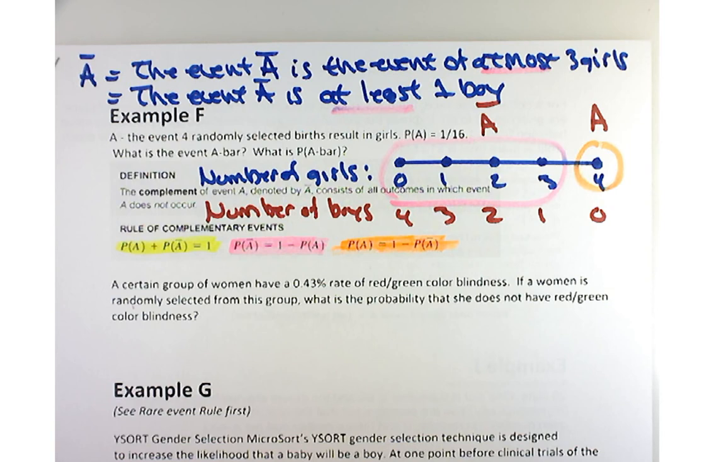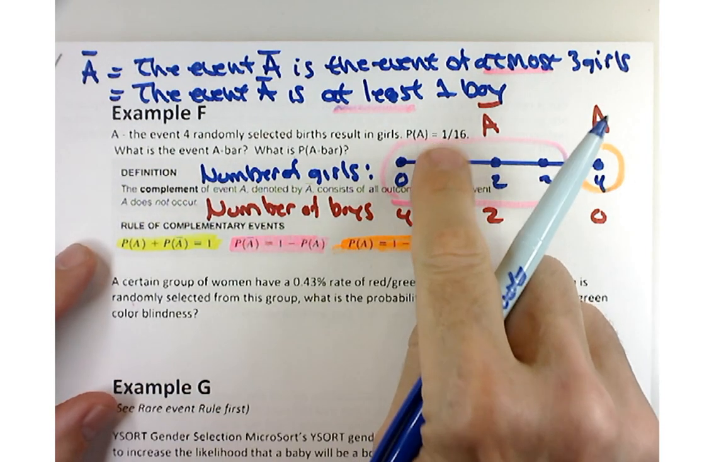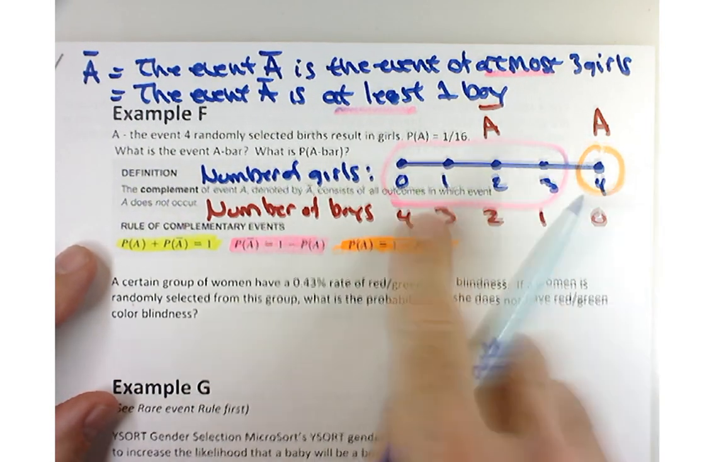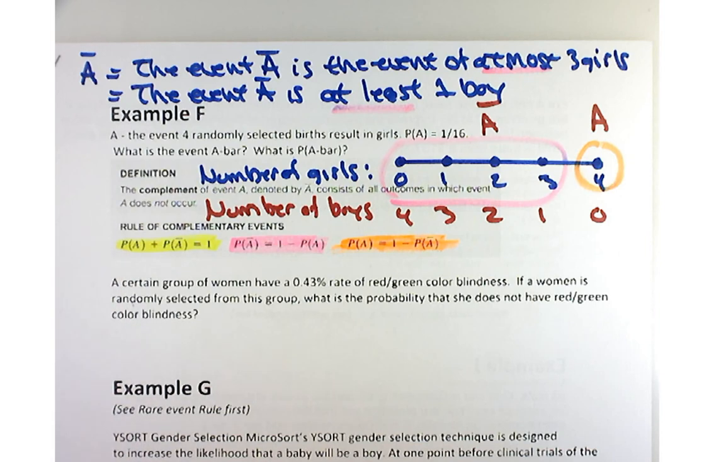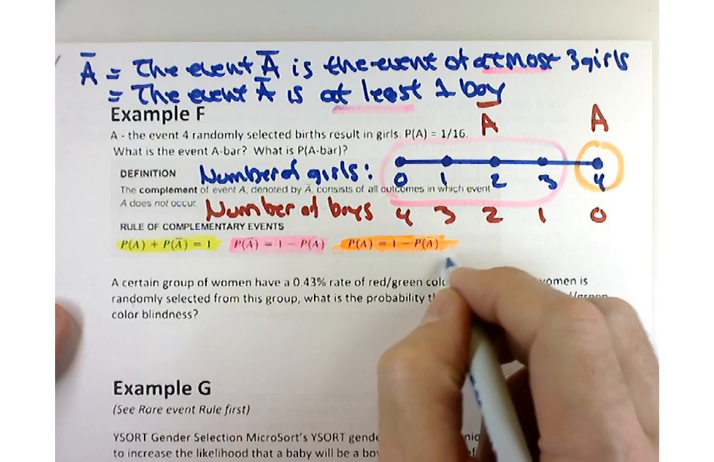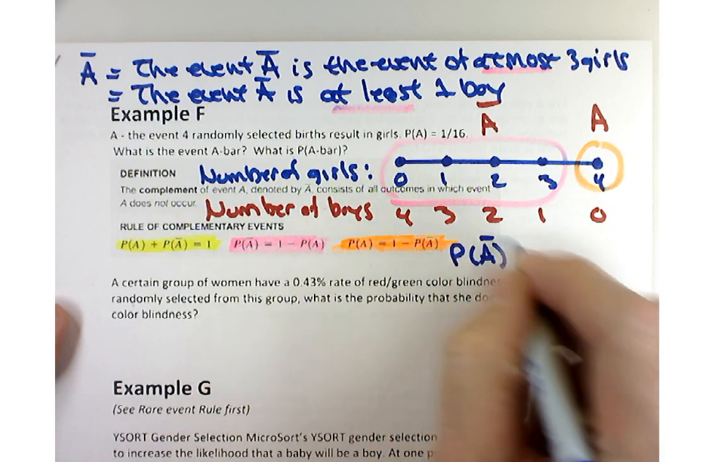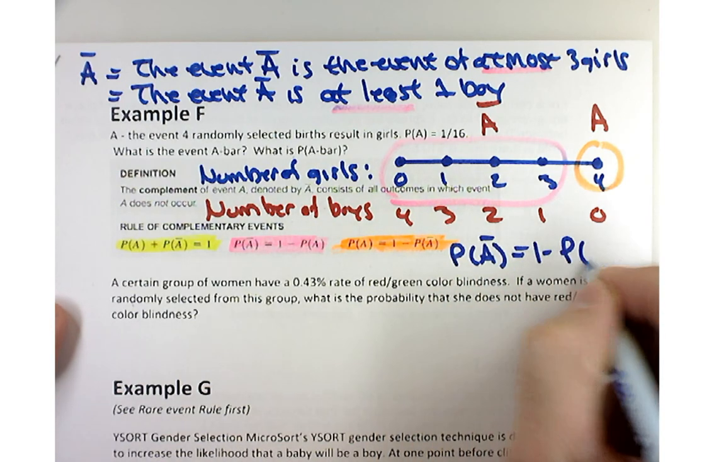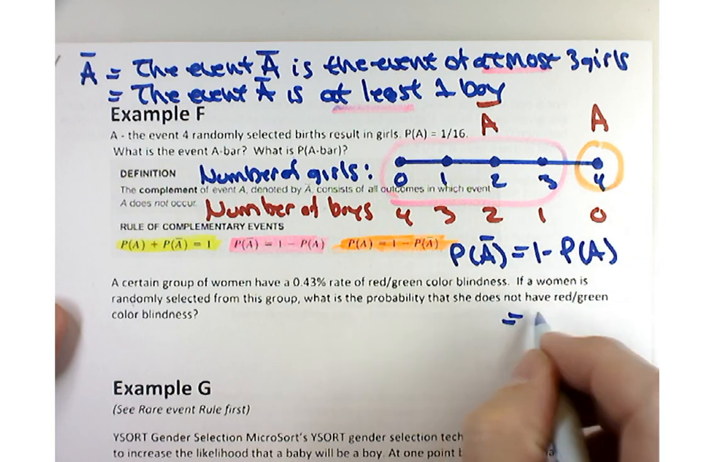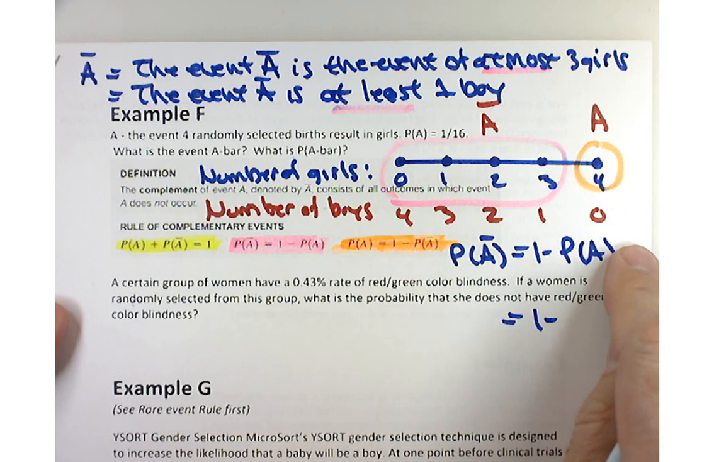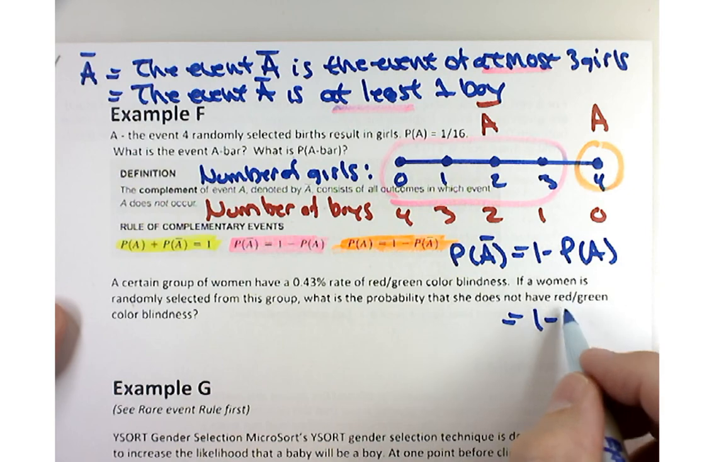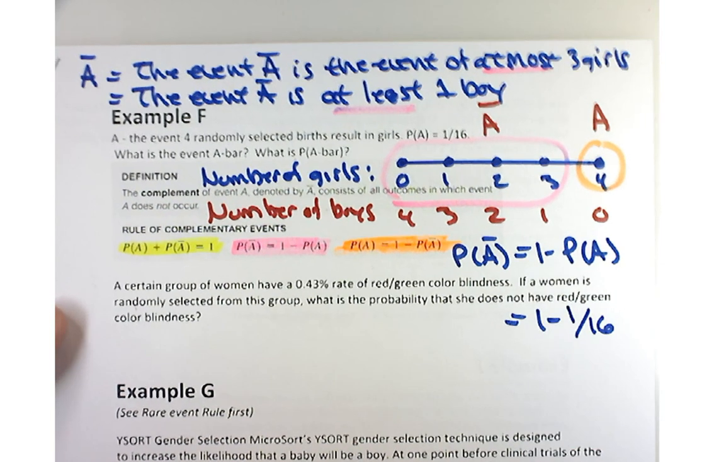But let's actually calculate the probability. The idea with the probability here is that I don't want to have to calculate all these different probabilities. I just want to do one calculation. Probability of A bar is going to be 1 minus the probability of A. But they gave us a probability of A, right? What was the probability of A? 4 girls? Or 1/16? Cool, 1/16.